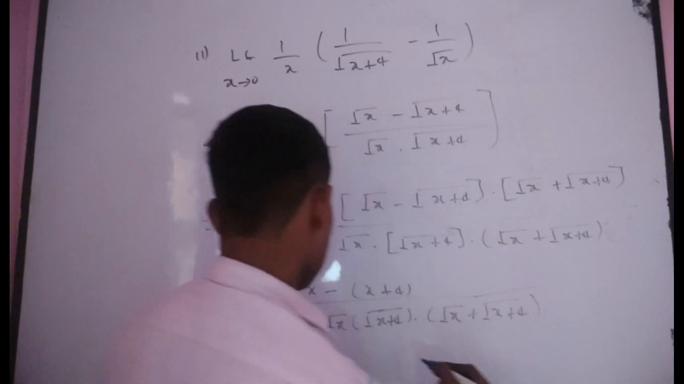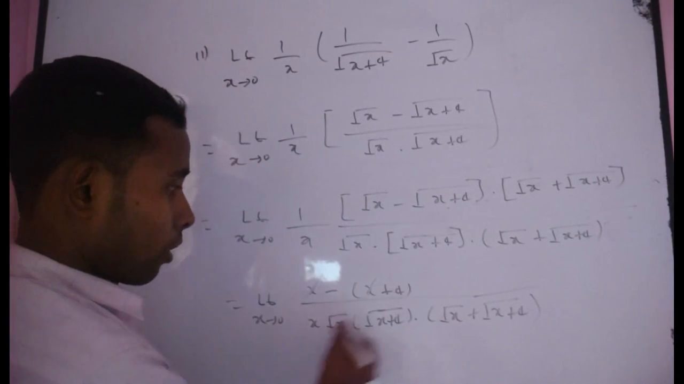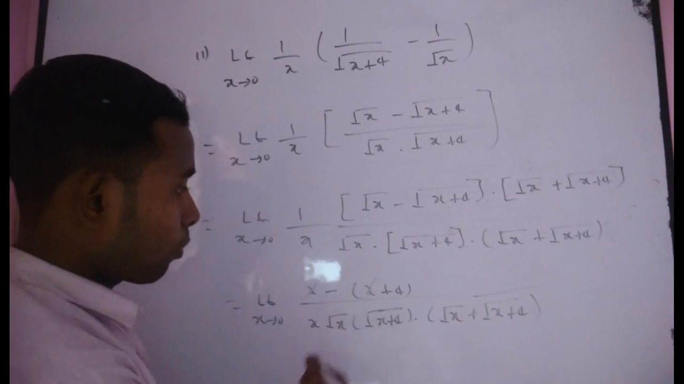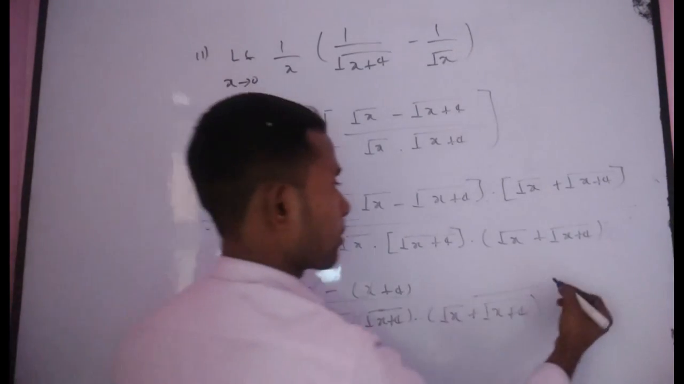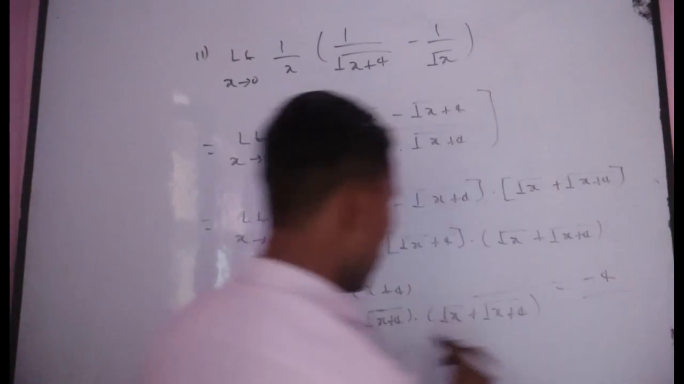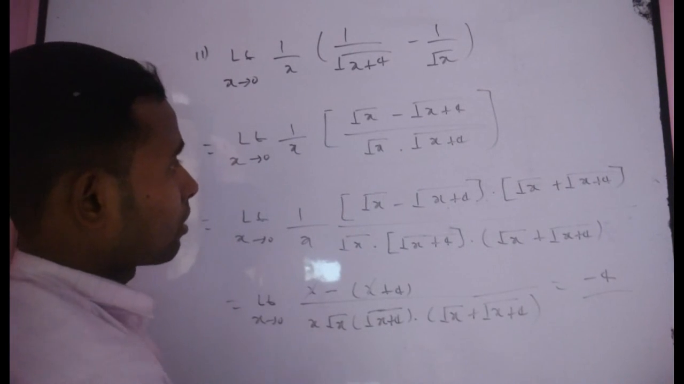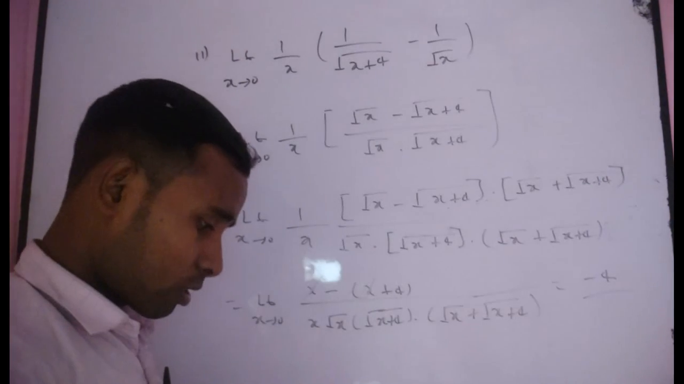Now x and x cancel, so in the numerator you get simply what? Minus 4. So you get minus 4 divided by, in the denominator what do you get? In the denominator, if you put x, what do we do here? x minus x plus 4.